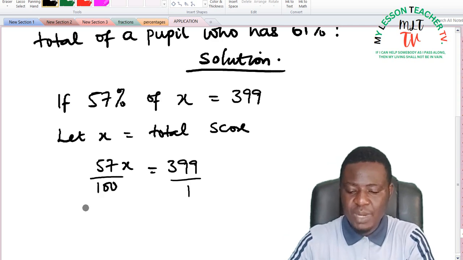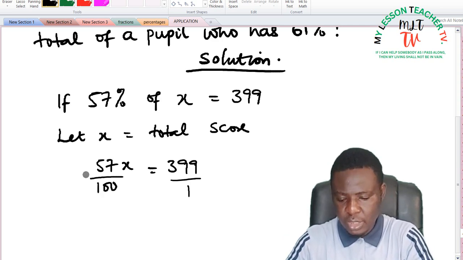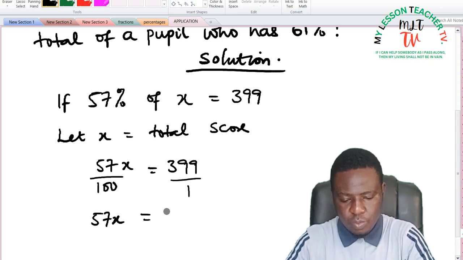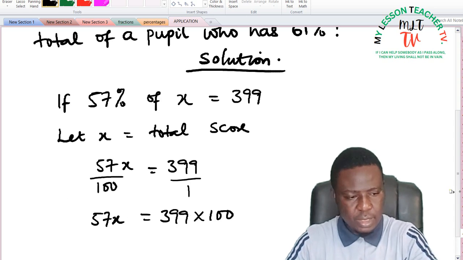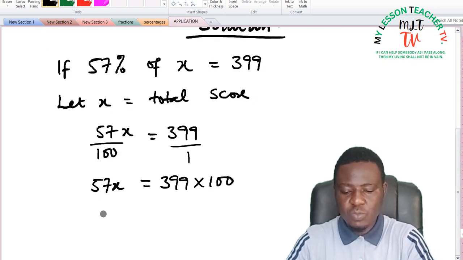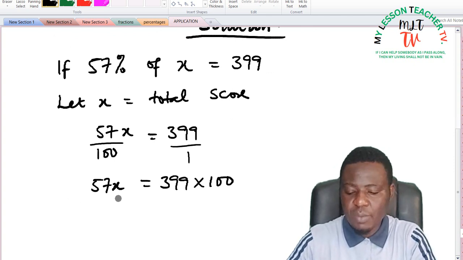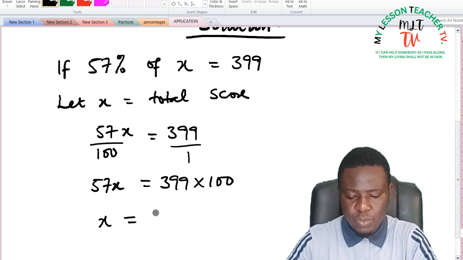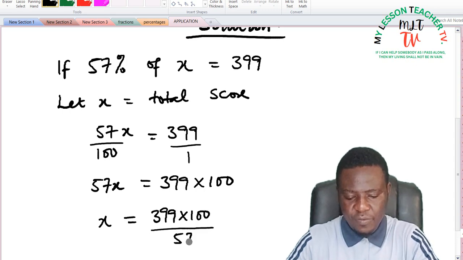I'll do this by multiplying both sides by 100. This gives you 57x equal to 399 times 100. Then for us to make x the subject of the formula, I'll divide both sides by 57. So when you divide by 57, you get x equal to 399 times 100 divided by 57.